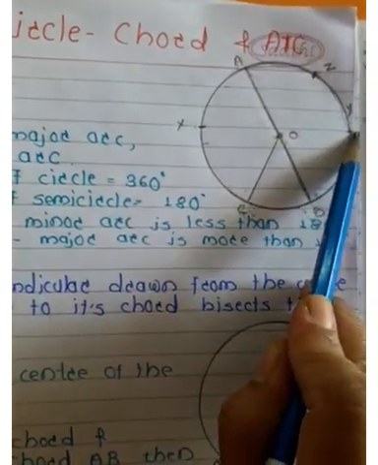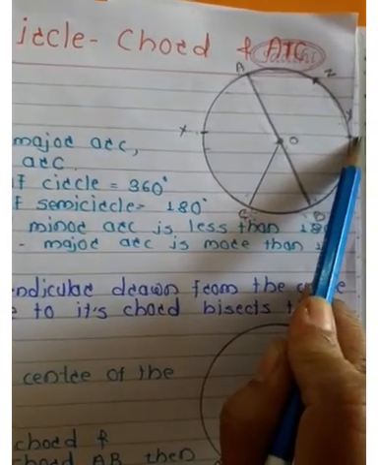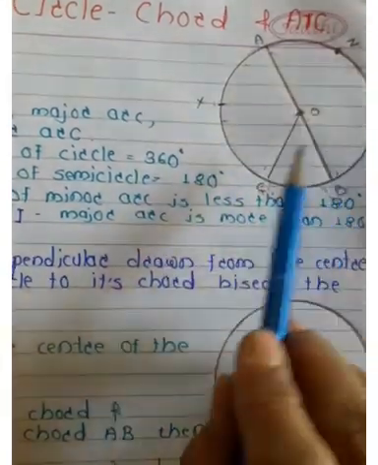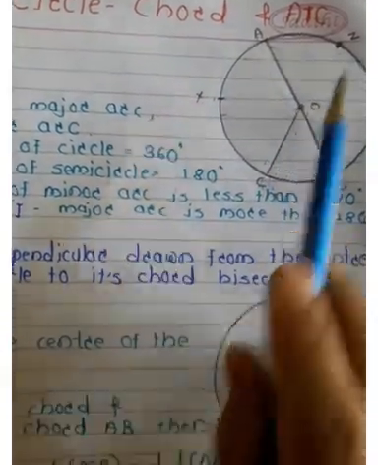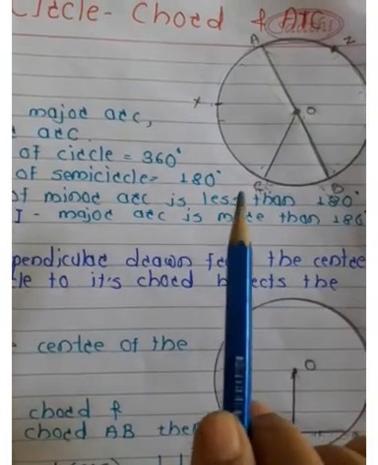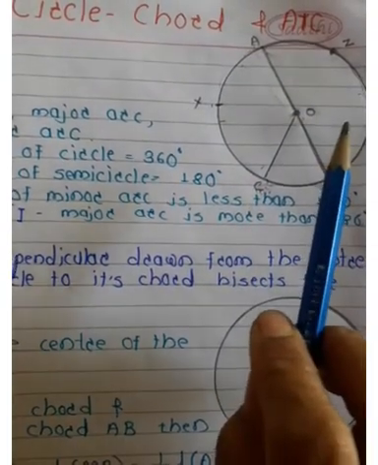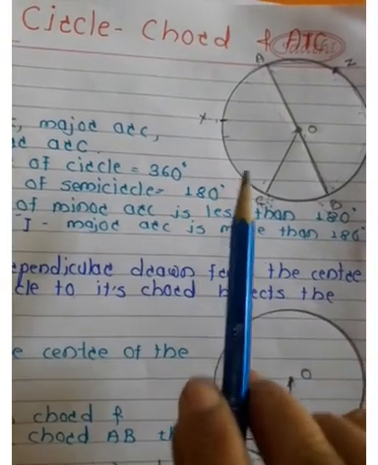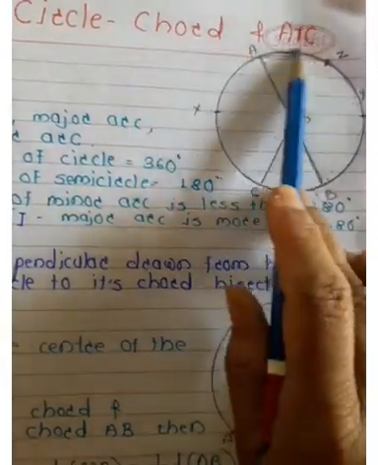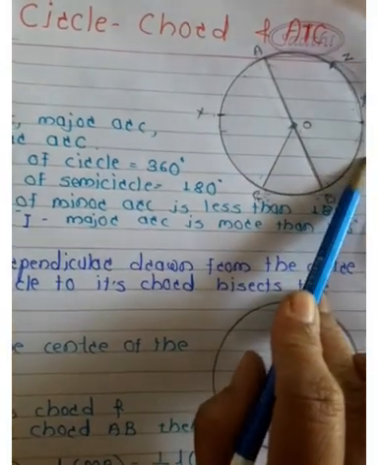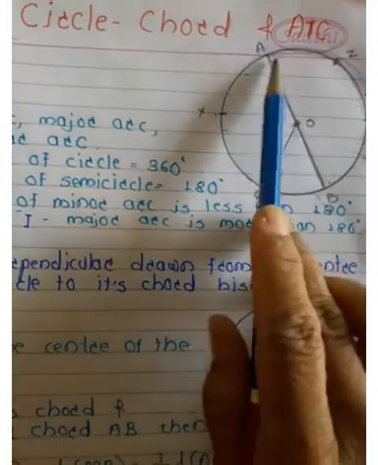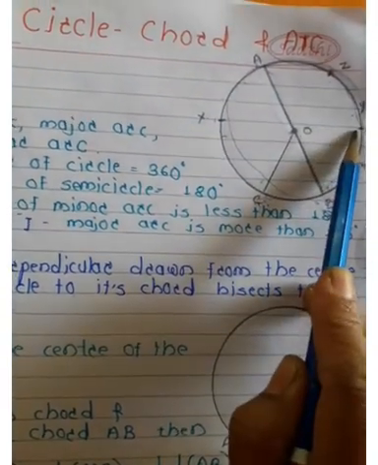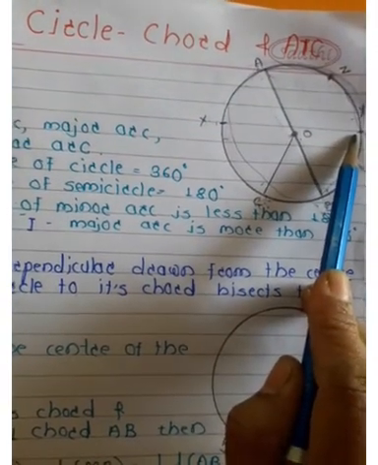XAY is the semicircle. The measure of the circle is 360 degrees. Then the measure of a semicircle is 180 degrees, and the measure of a minor arc is less than 180 degrees, and the measure of a major arc is more than 180 degrees.